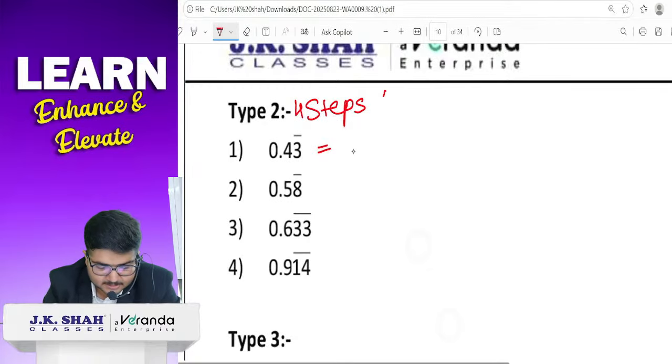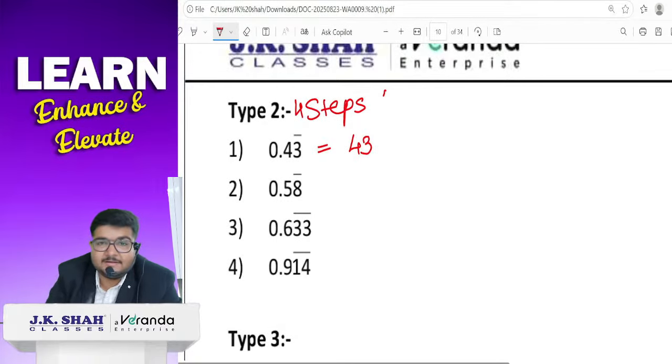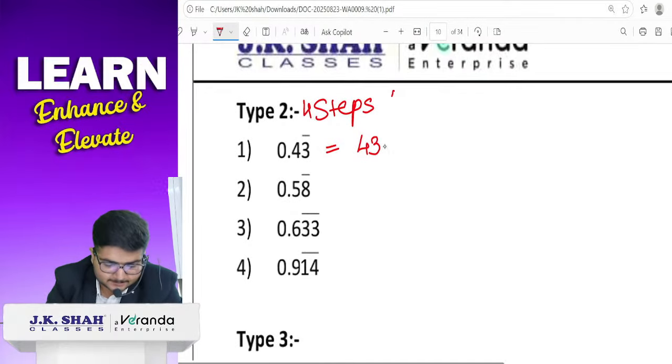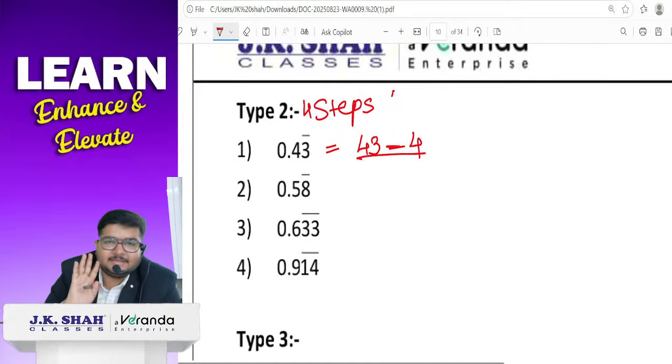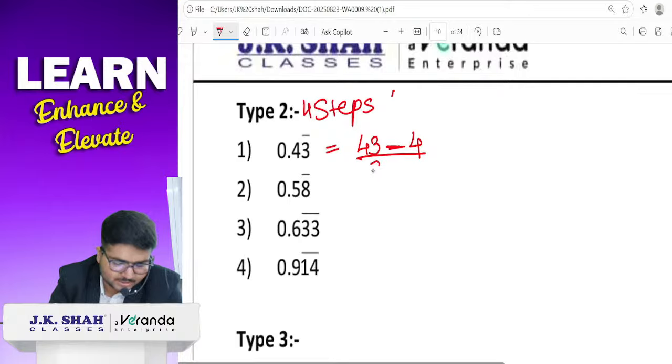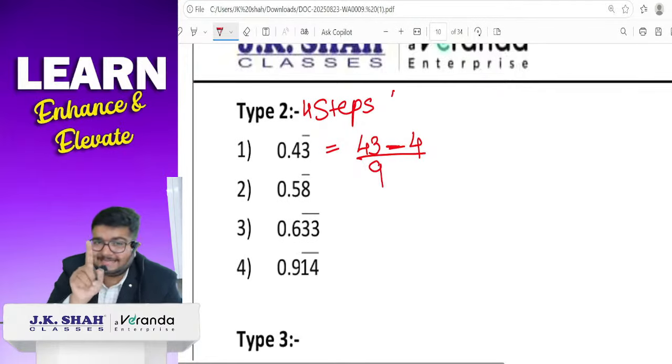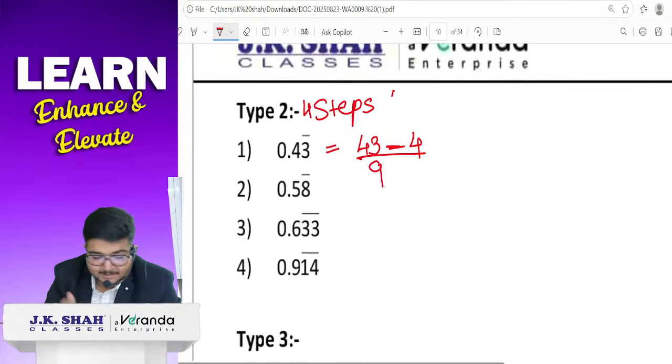The first step, write the number itself. Second step, subtract the non-repeating number. Which is the number which is not repeating? 4. Then subtract that. And in the denominator, how many numbers are repeating? Only one number is repeating, so I will put 9, but only one time, because only one number is repeating. How many numbers are not repeating? Sir, one number is not repeating, so I will put 10.